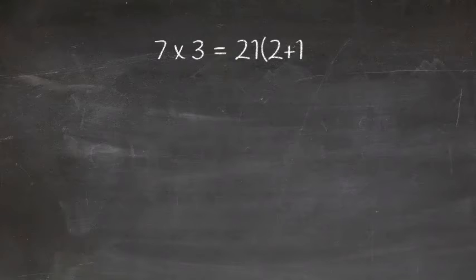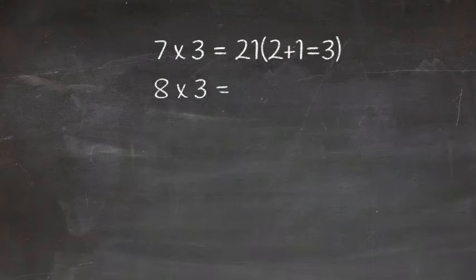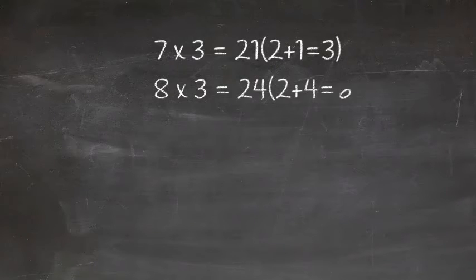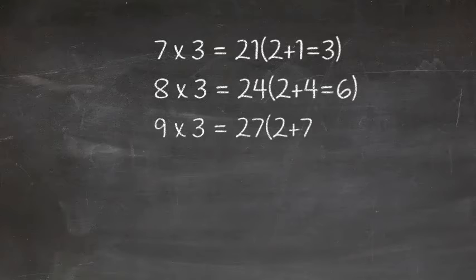7 into 3 equal to 21. 2 plus 1 equal to 3. 8 into 3 equal to 24. 2 plus 4 equal to 6. 9 into 3 equal to 27. 2 plus 7 equal to 9. 10 into 3 equal to 30.